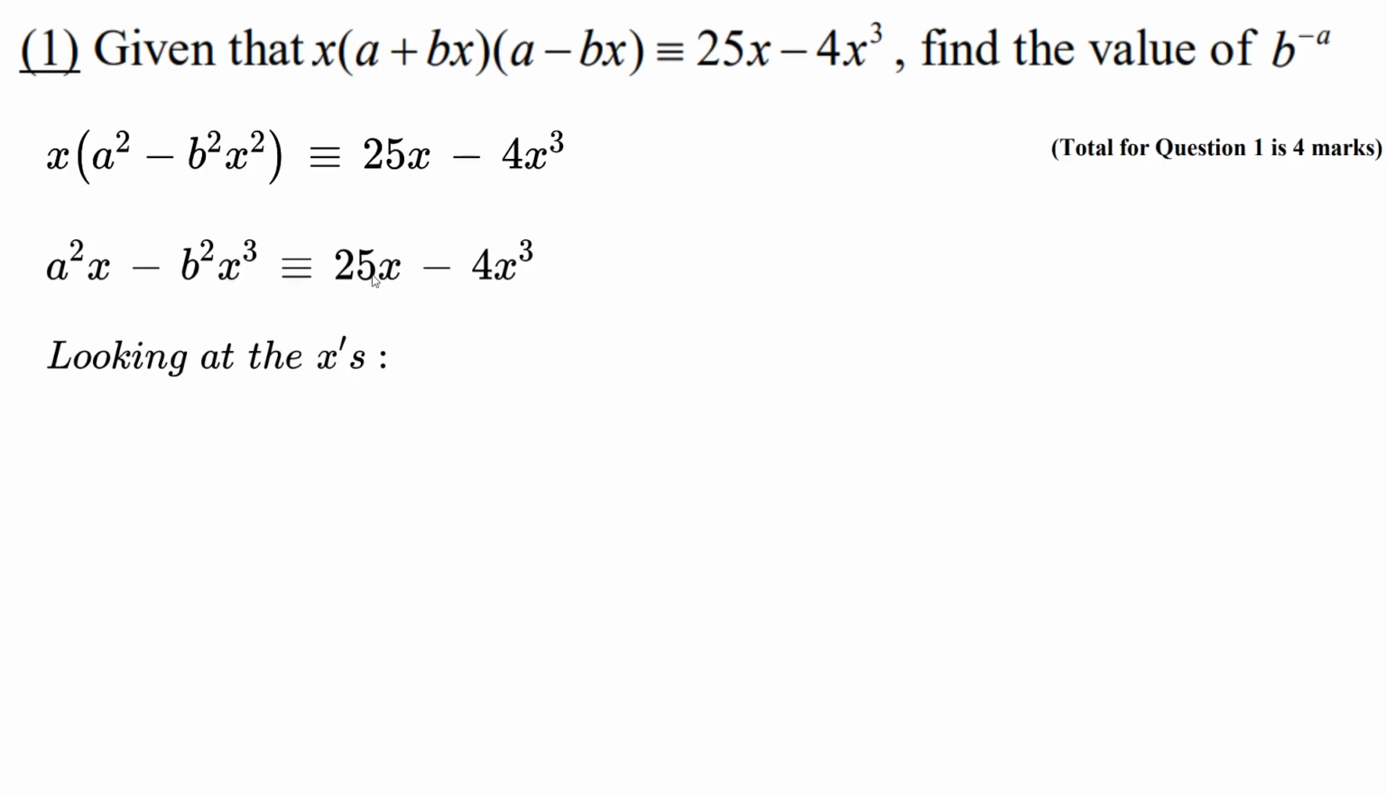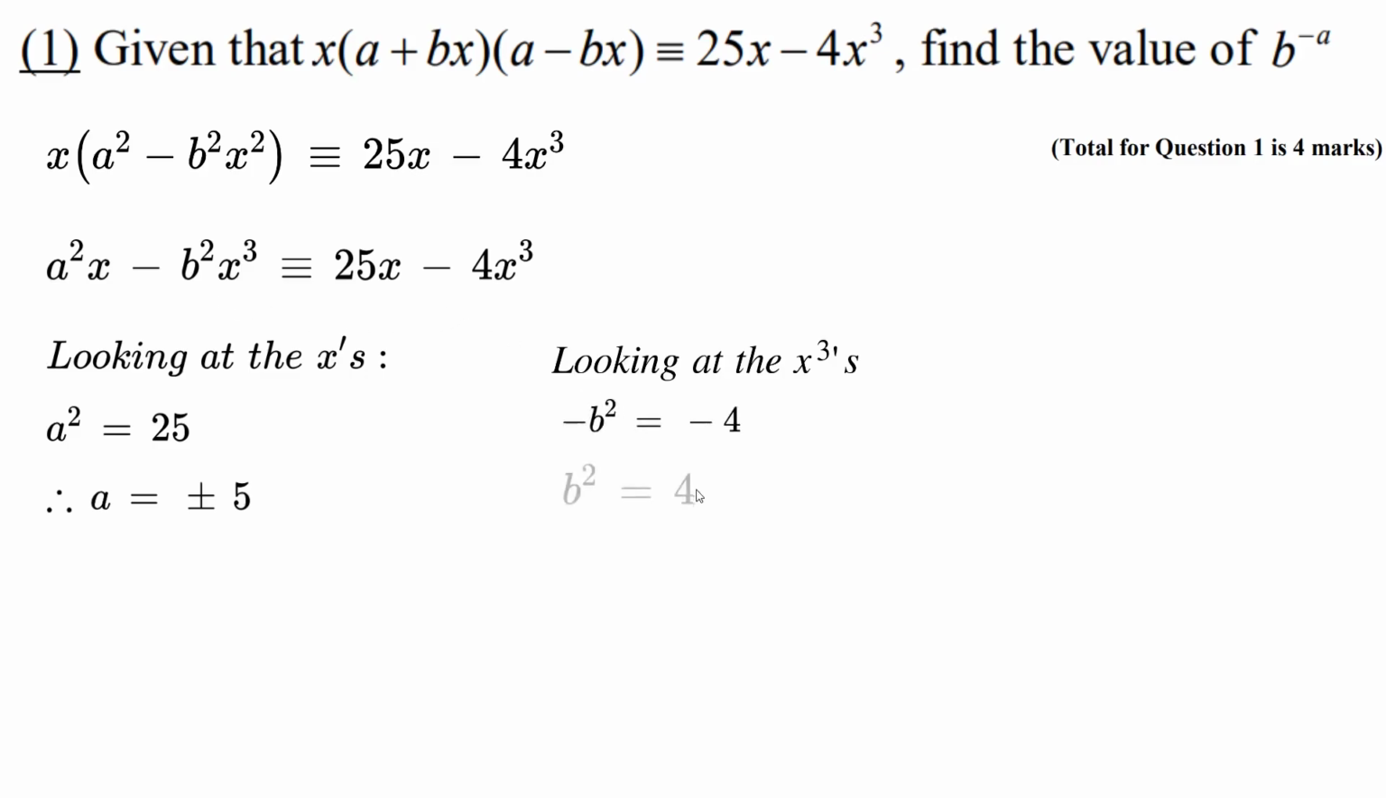we have to look at each coefficient of x or x cubed or x squared or whatever. So here we'll just have a look at the x's first, so we'll just see what the coefficients are. So here on the left we have x, okay, and with that we have an a squared. So we're not looking at the x cubed, so we're just looking at the x's. So here we've got a squared, and then here we've got 25. So we can say that a squared equals 25. So a equals plus or minus 5. And then looking at the x cubes now, so we've got minus b squared, and we've got minus 4. So we can say that minus b squared equals minus 4. So b squared equals 4, so b equals plus or minus 2.